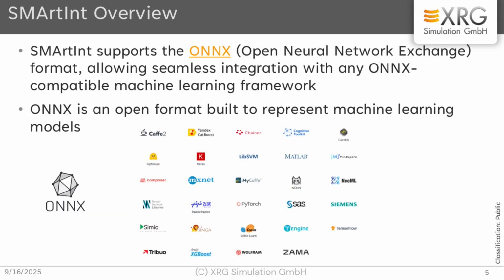As I already said earlier, we are supporting ONNX. ONNX stands for Open Neural Network Exchange. It's an exchange format that allows including multiple frameworks for training neural networks, like, I think, the most famous ones, PyTorch and TensorFlow. Here you see an overview of the most popular ones that are supported. So there is a wide range of possible frameworks to use.